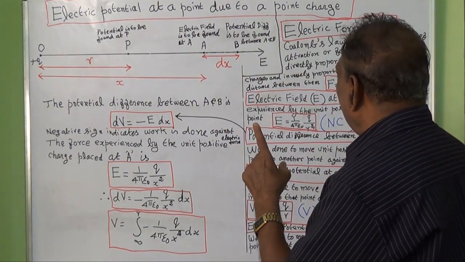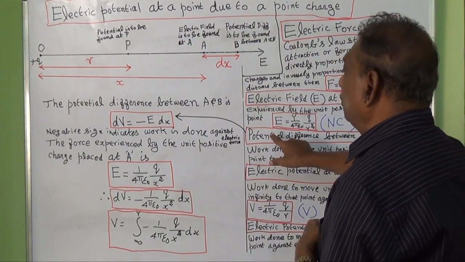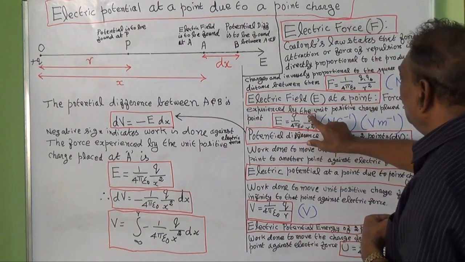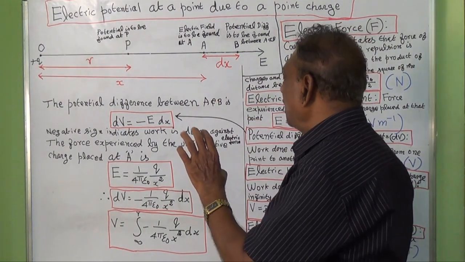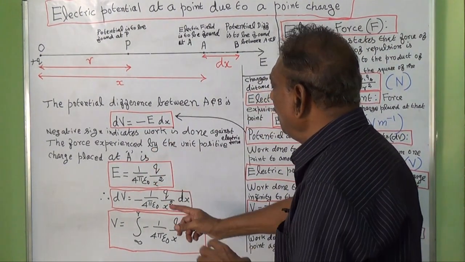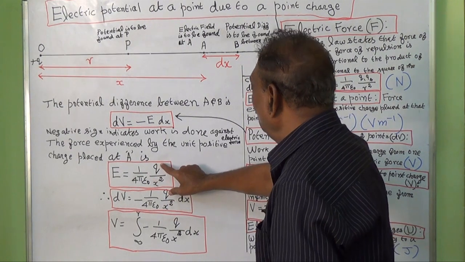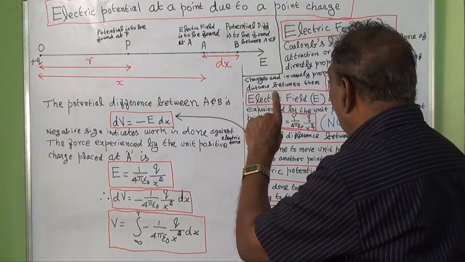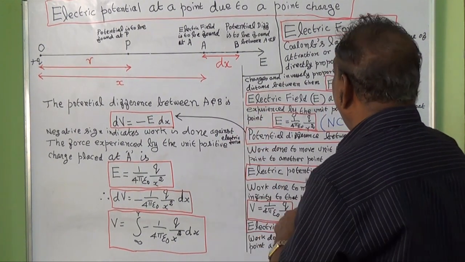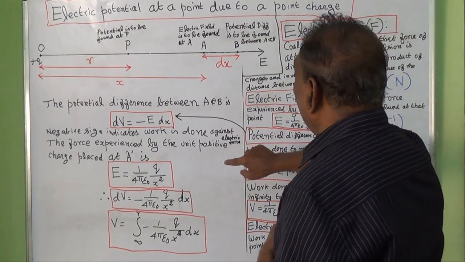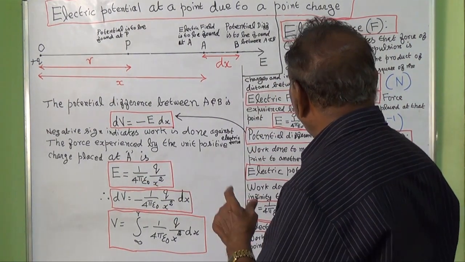What is the formula we discussed for the electric field, capital E equal to 1 by 4 pi epsilon naught Q by R square. So we are going to write that formula for electric field, capital E equal to 1 by 4 pi epsilon naught Q by X square. In the original formula, R is written in the denominator, but here we are writing X in the denominator. Why?